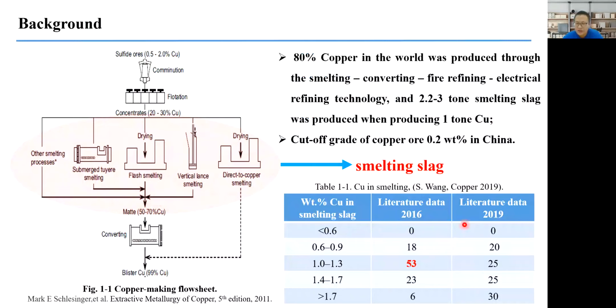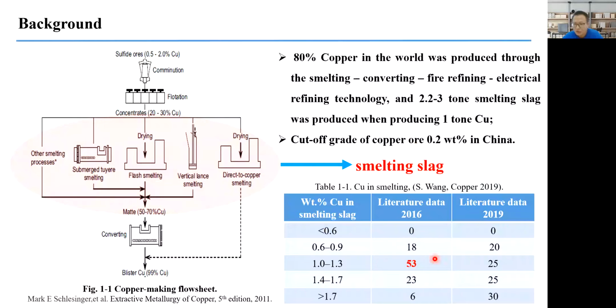So this is one of the newest reports which tells us the copper content in the smelting slag. You can see the copper in the smelting slag ranges from 0.6% to 1.7%. So you can follow my mouse. So the cutoff grade of copper ore in China is 0.2%. So all those numbers are much larger than the cutoff grade of copper ore. So it's something we should deal with, and we should recover the copper and other valuable metals from this material. So this is the target material.